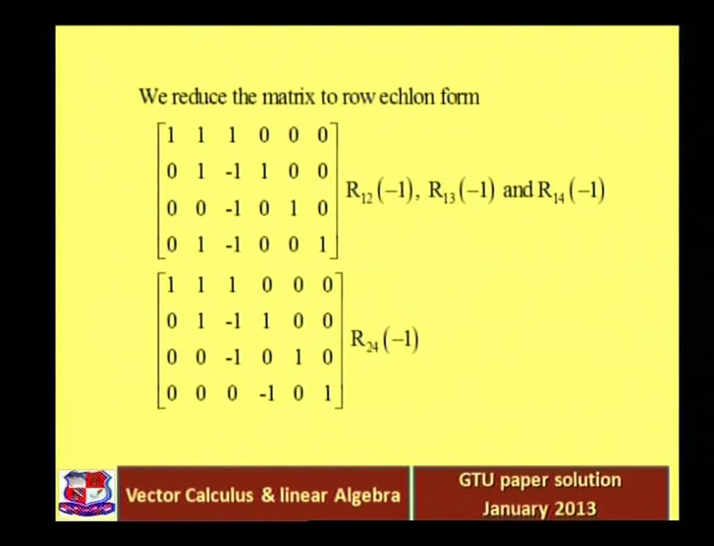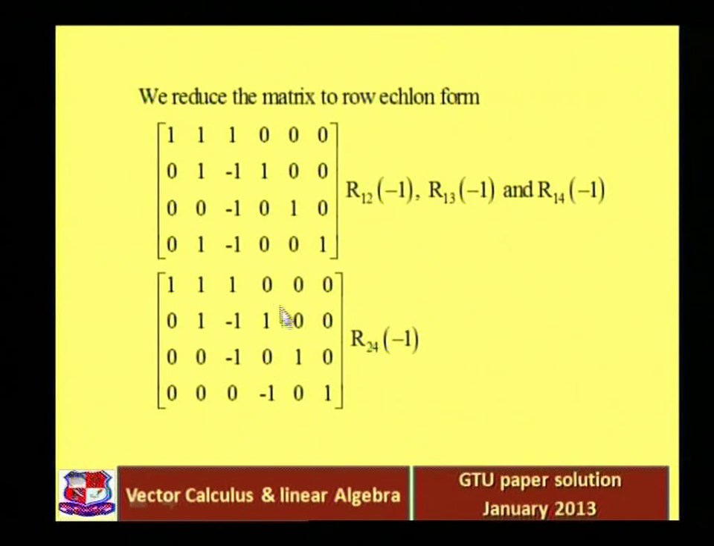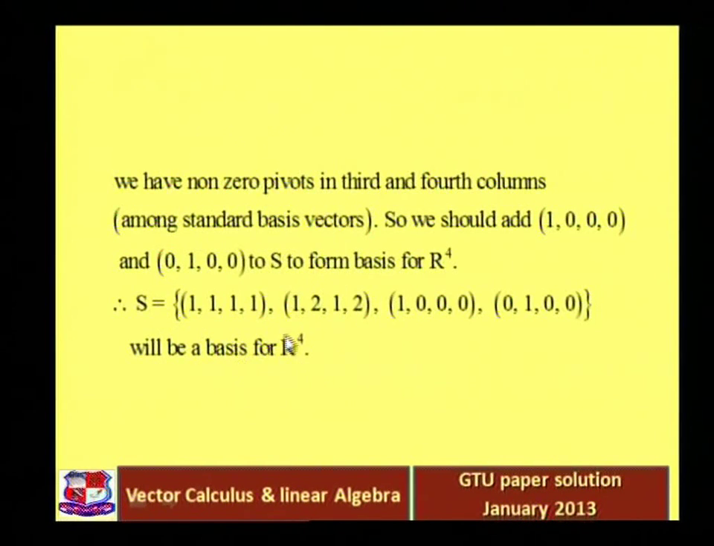Now what is our argument? We have non-zero pivots, that means leading entries, in the third and fourth columns, among the standard basis vectors. So in the third and fourth columns we have leading entries, and in the first and second we already have leading entries. So that's why we should add 1 0 0 0 and 0 1 0 0 to S to form a basis for R4. So that is the answer, 1 0 0 0 and 0 1 0 0.